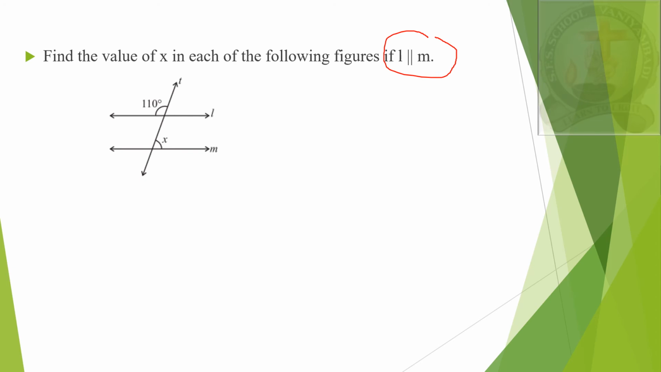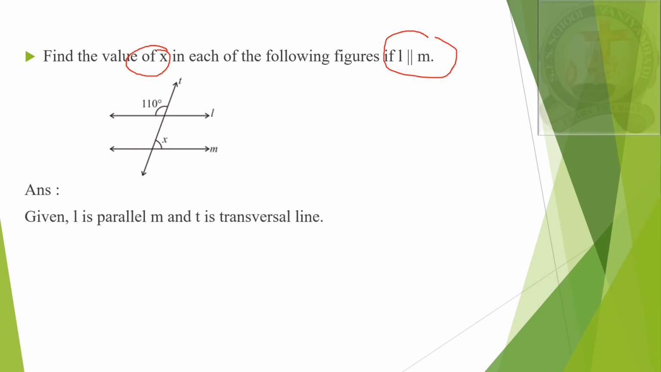Now T is a transversal line. What we have to do is find the value of x here. Now, what about the angles 110 degrees and 160 degrees? They are alternate interior angles, and alternate interior angles will be equal here.